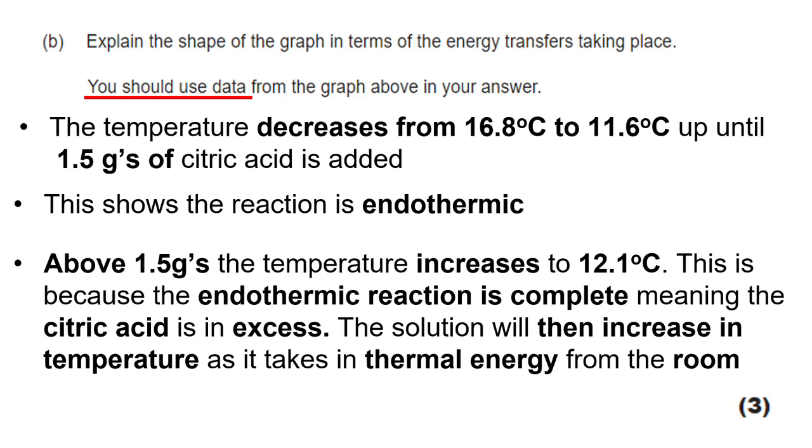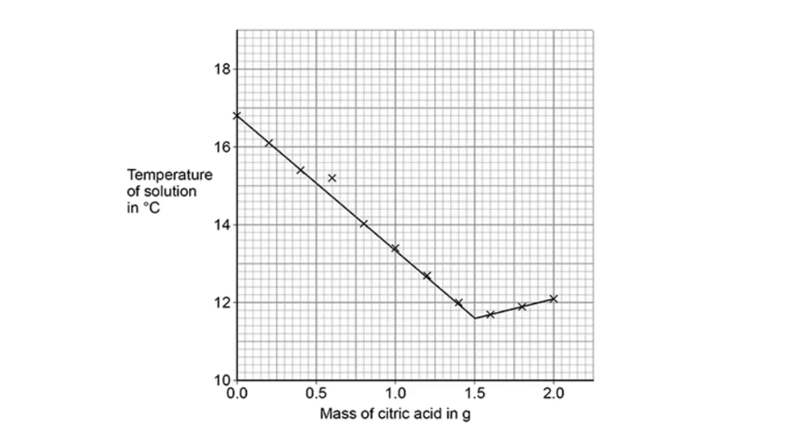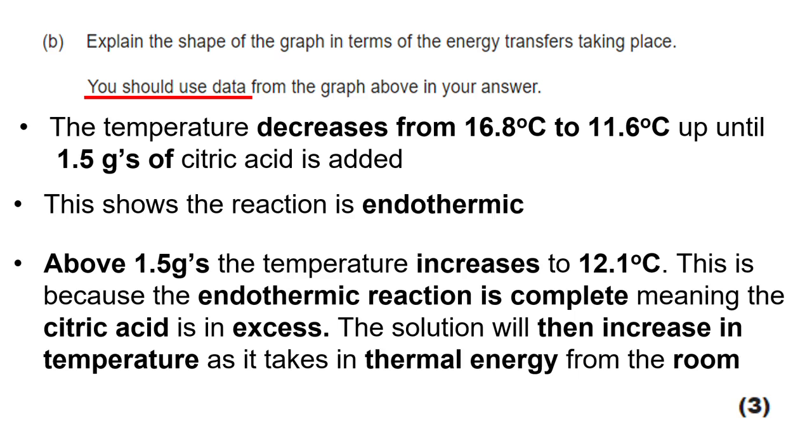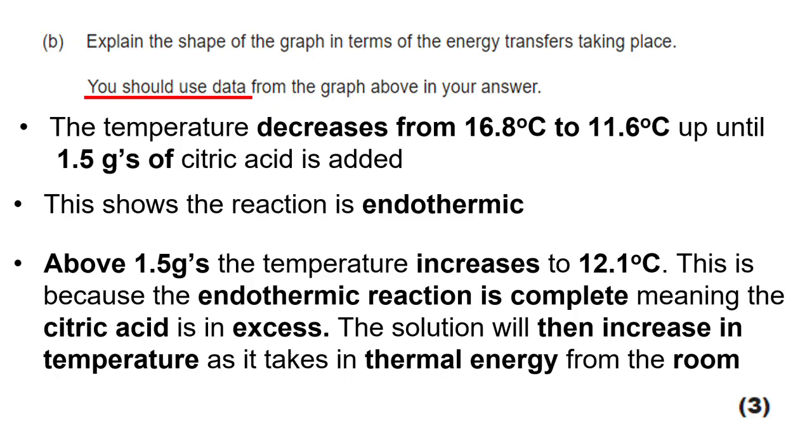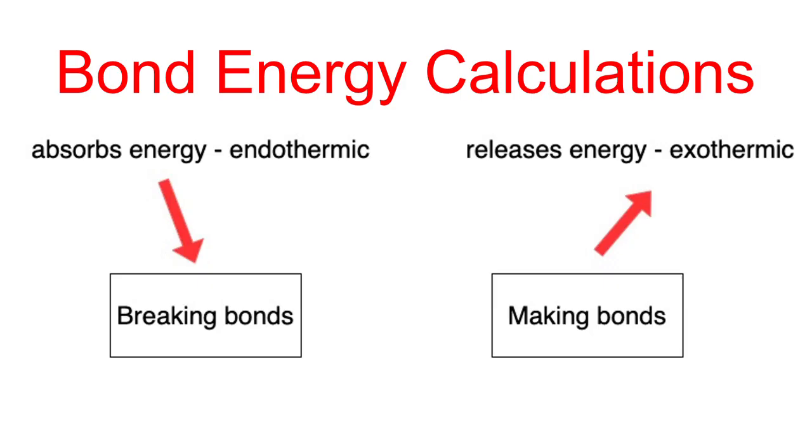So the temperature decreased from 16.8 to 11.6. That's from 0 to 1.5. That shows it's an endothermic reaction, and above 1.5, it increases to 12.1. Why does it increase? Because the reaction is complete, meaning that it will just naturally increase to room temperature as it takes in the room's thermal energy.